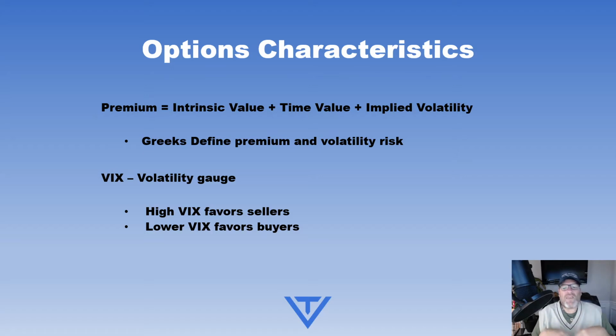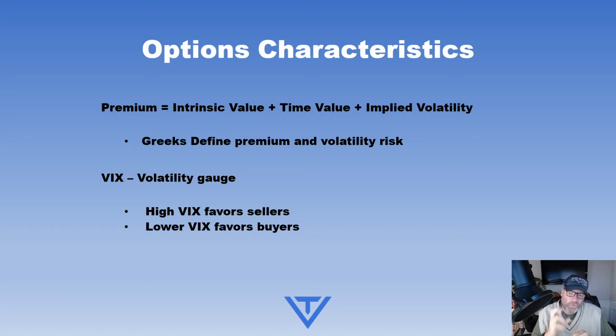If you have a high VIX, and I think the VIX right now has just crossed over 40 again, that is very elevated. Over 20 is considered very elevated. It usually doesn't stay high very long. A high VIX obviously favors the sellers because the premium they're going to get is higher. Lower VIX favors the buyers.